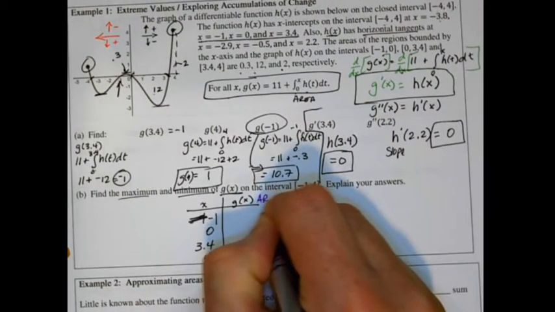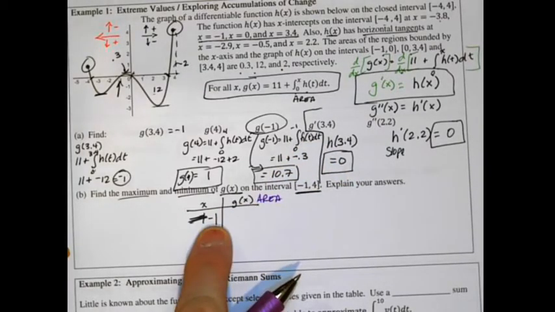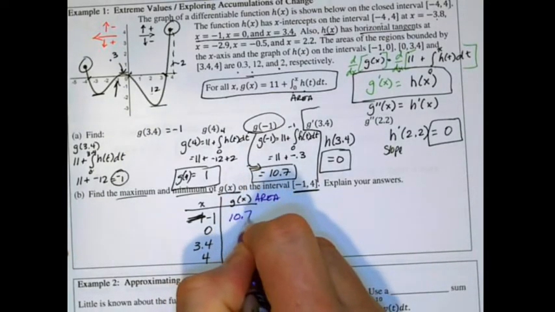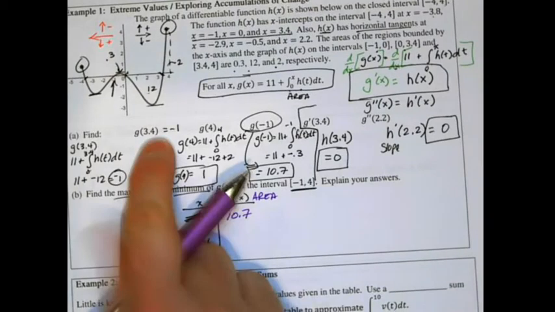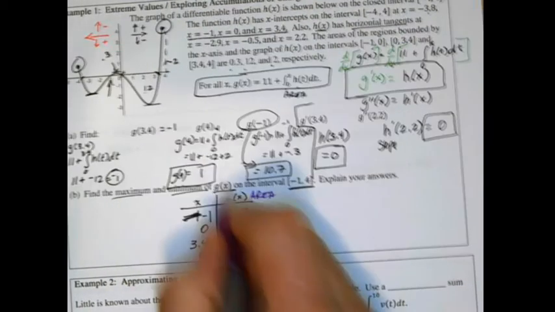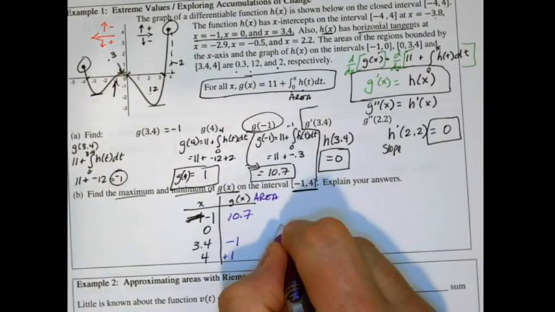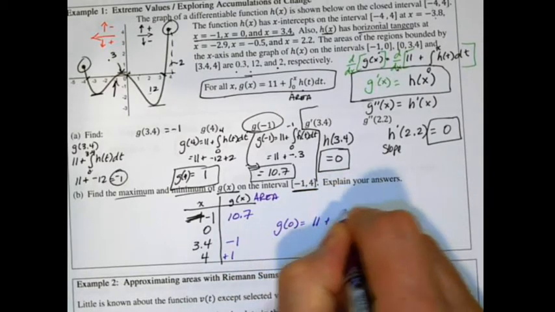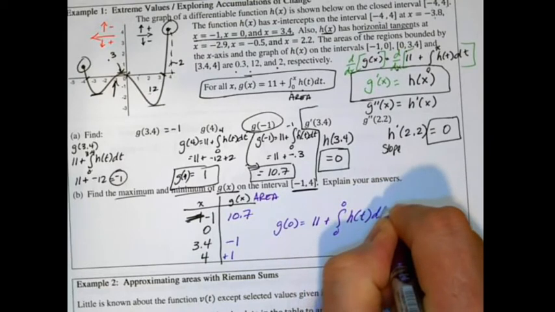Reminder, this is an area of that curve. G of -1, we know G of -1 is 10.7. We know G of 3.4. That's -1. G of 4, +1. G of 0 is 11 plus the integral from 0 to 0 of h of t dt.